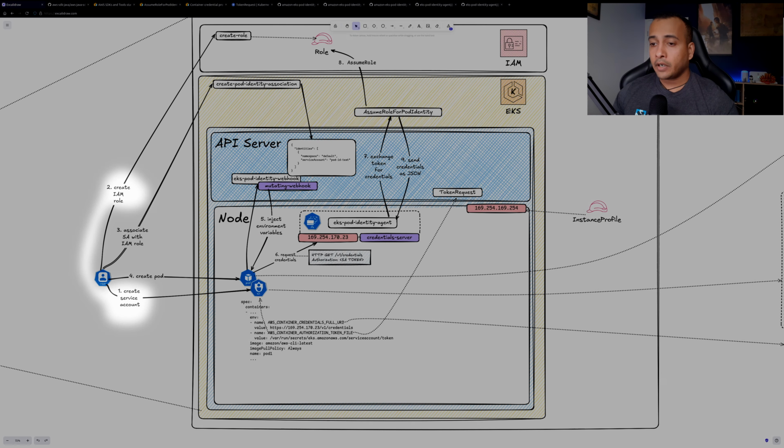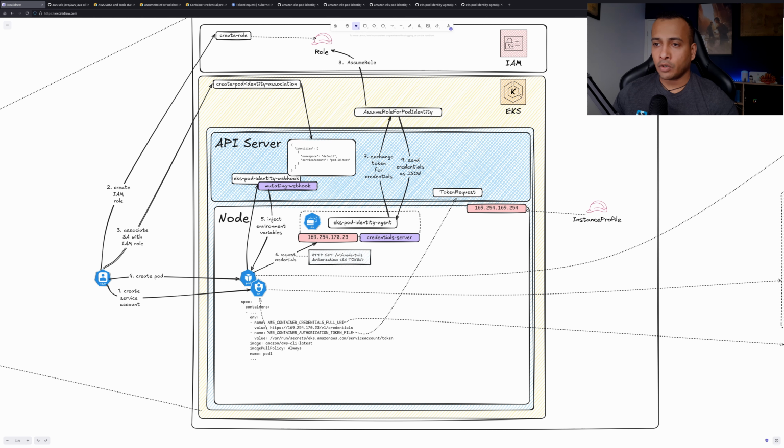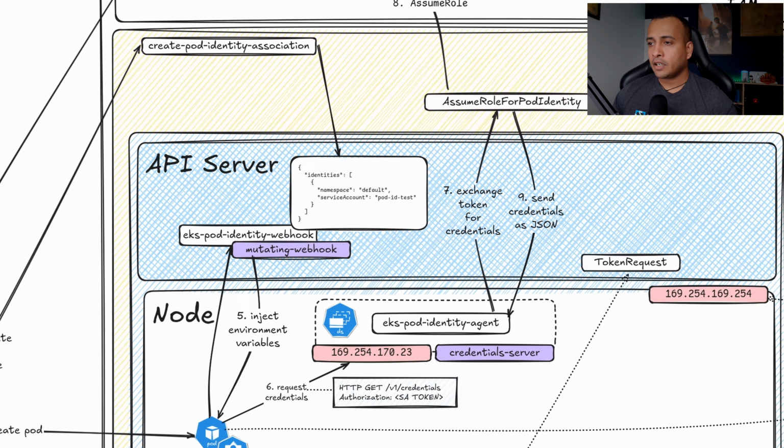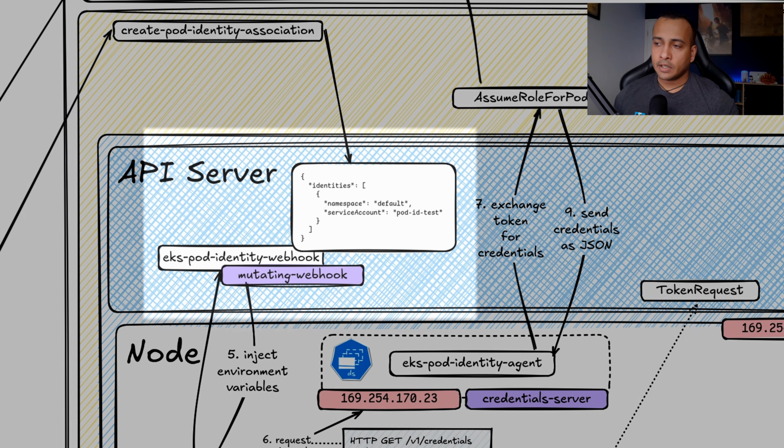If I take a step back, creating the service account and creating the IAM role, I assume these are normal things that you do in day-to-day work when you work with Kubernetes and IAM. I'm not going to explain the details involved there, but I need to explain what happens when you add the pod identity add-on to an EKS cluster. The first component in this workflow is called EKS Pod Identity Webhook, which is a mutating webhook in Kubernetes that is added by EKS into the Kubernetes API server.